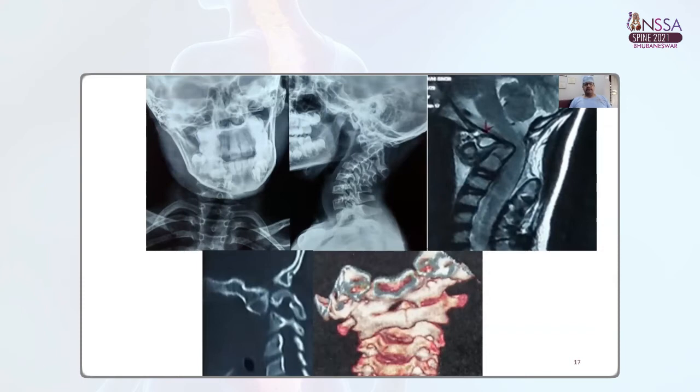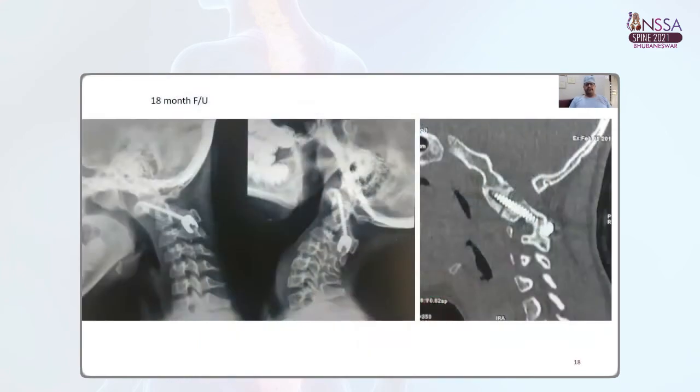You can see the right C2 facet is completely posterior to the right C1 facet, with the joint angulation being almost vertical to each other. So this patient again underwent placement of intra-op traction, and we could place a C1, C2 transarticular screw safely, and this girl is doing well at 18-month follow-up.